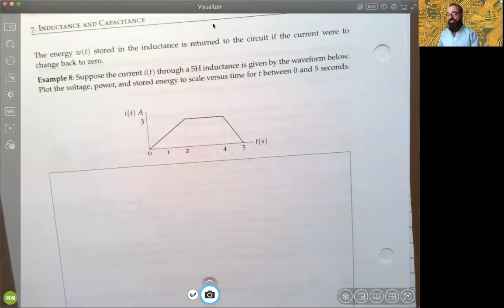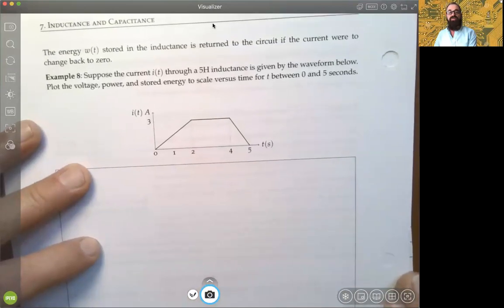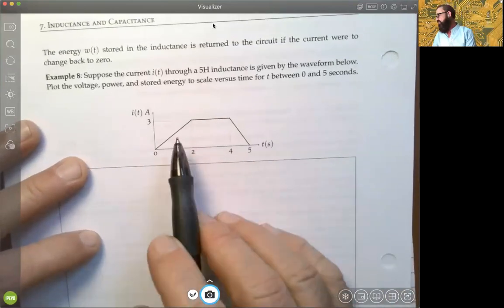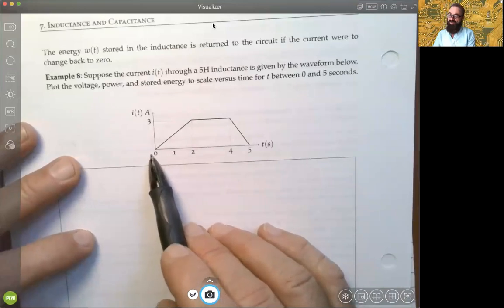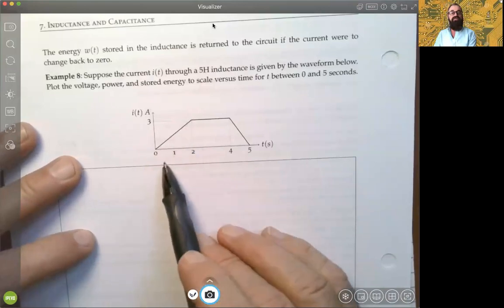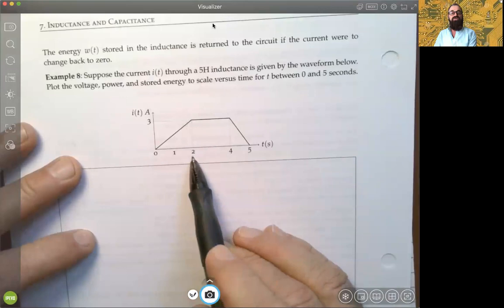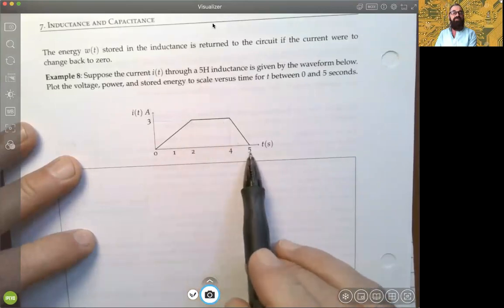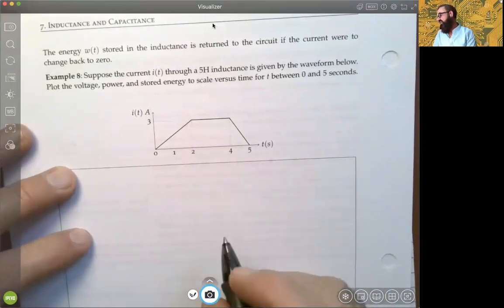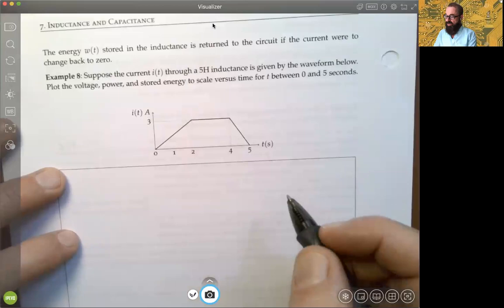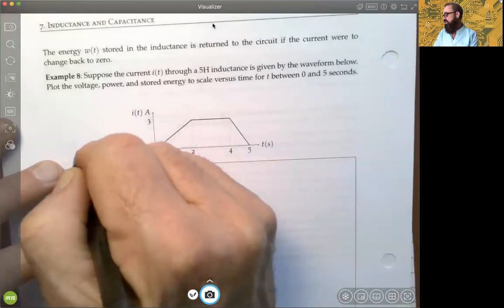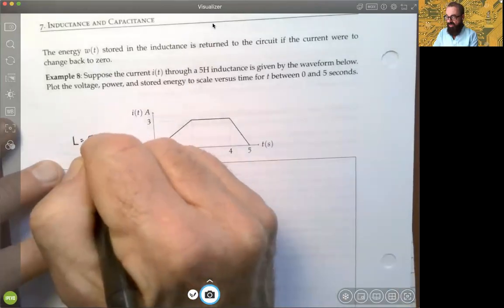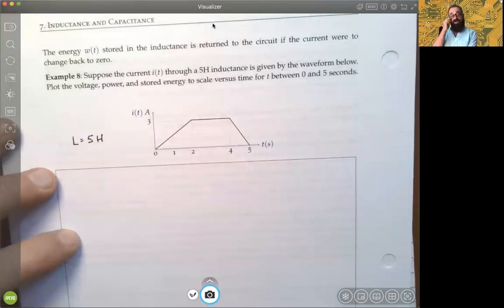It's almost got the same shape of the previous problem we did with capacitance, but some values are different. We're going to ramp the current up to 3 amperes linearly after 2 seconds, and then we'll hold it constant for 3 amperes and then drop it back to 0 very quickly after 1 second, right? So the first thing we need to do, and we're looking at a 5 Henry inductance, so the parameter L is 5H, first of all.